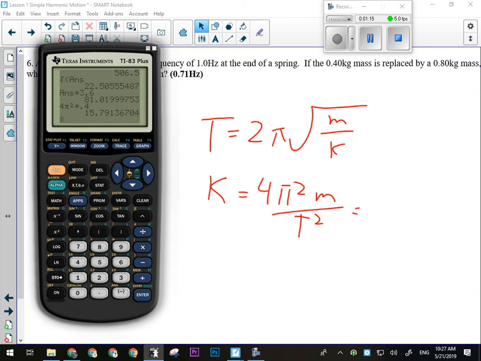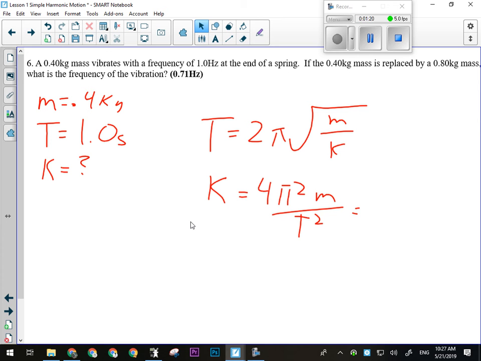Everybody with me so far? Yeah. Now I can use that as K in the second situation when my mass changes to 0.8 kilograms. I'm looking for the frequency. This formula doesn't solve for that, does it? So I'm going to have to solve for the period and then do what? Yeah, then solve for frequency by going 1 over the period.